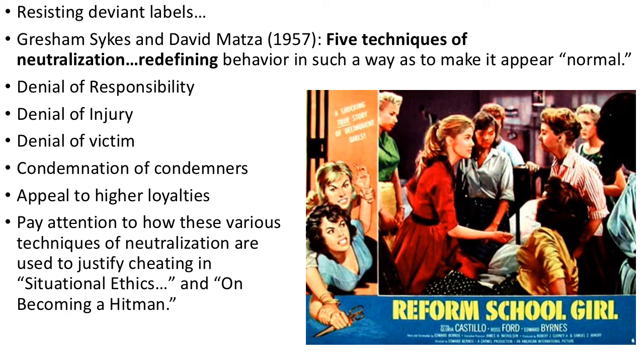The next one is denial of injury. Denial of injury is a kind of rationalization of behavior that claims it wasn't really wrong because nobody got hurt. Yeah, I cheated, but nobody died. So what's the big deal? Denial of injury: no harm was done.